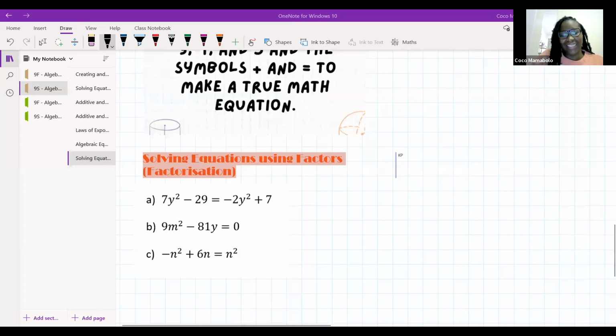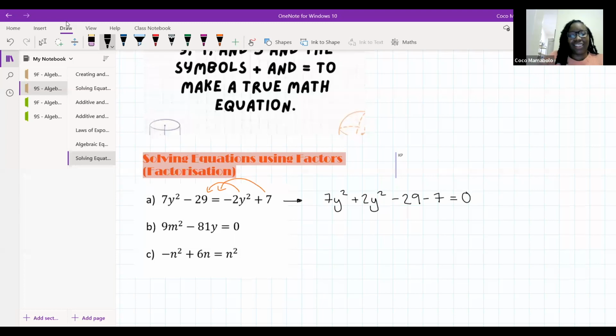Yes. So the first thing we're going to do is make sure that we have a 0 on the right hand side. So we're going to transpose negative 2y squared plus 7 to the left hand side, which is excellent. What will I get? 7y squared plus 2y squared minus 29 minus 7 equals 0. We are off to an amazing start.